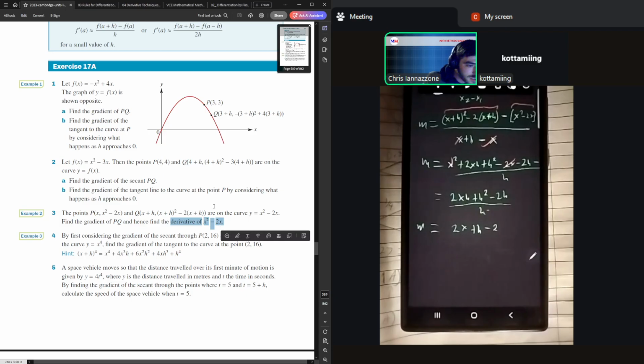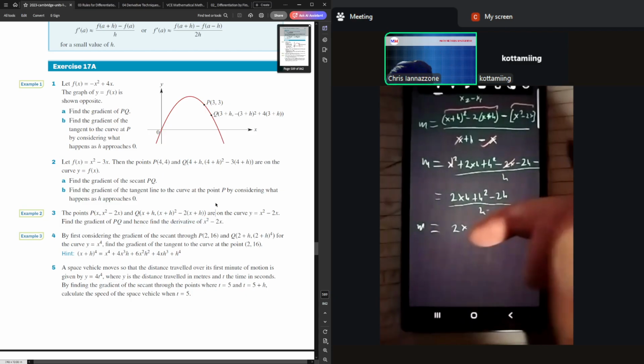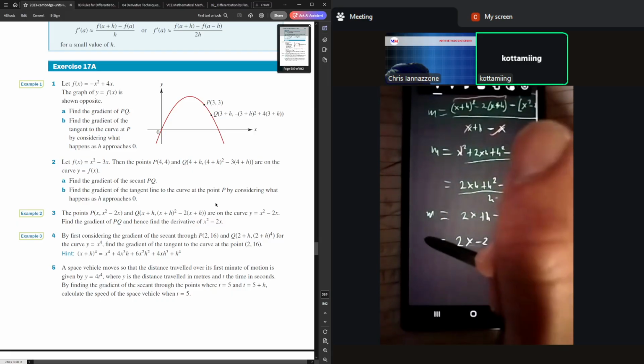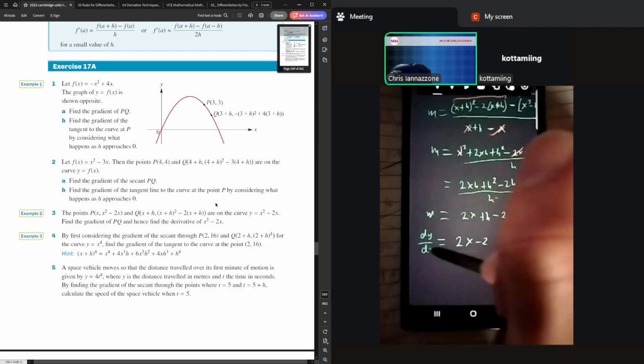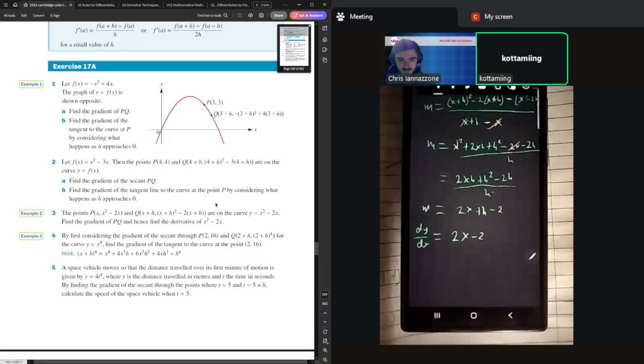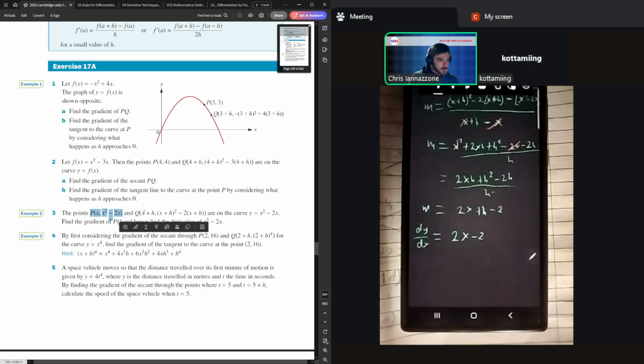So when it says hence find the derivative, now we take this m value that we have and we just throw in h equals 0. So our derivative, dy on dx, is therefore 2x minus 2. Okay? Okay. So to cap it all off, the way you know what to do is you have 2 points on a curve and you want to find the gradient. Well, 2 points gradient means rise over run. y2 take y1, on x2 take x1. From there, moving on to when it says derivative, that just means putting in h equals 0.